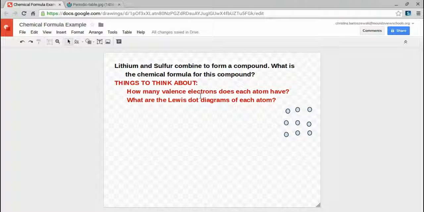There's a few things that we have to think about. How many valence electrons does each atom have, which we've talked about in class. They are the electrons that occupy the outermost energy level. And then what are the Lewis dot diagrams of each atom, because that'll help us form the overall compound for this chemical formula that we're generating.